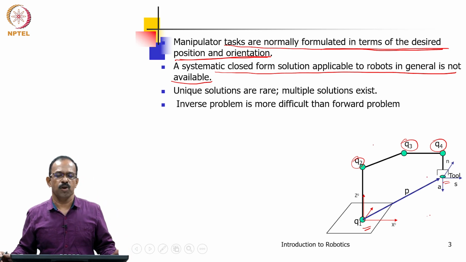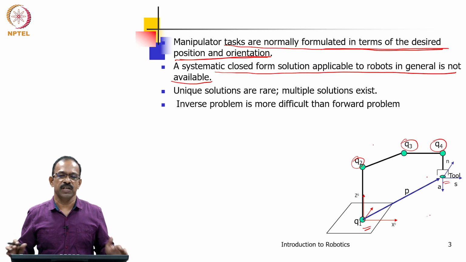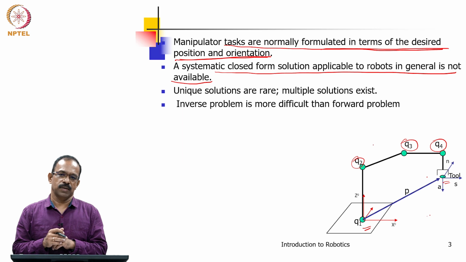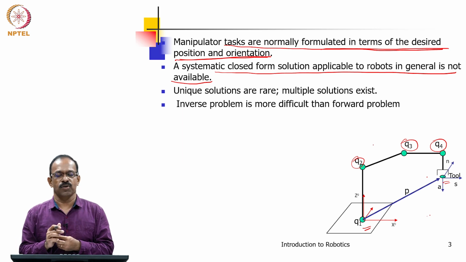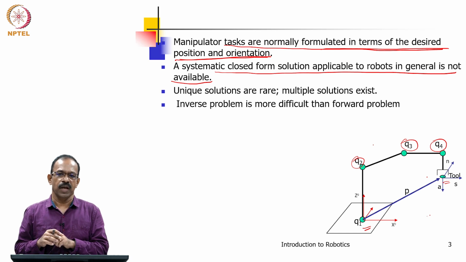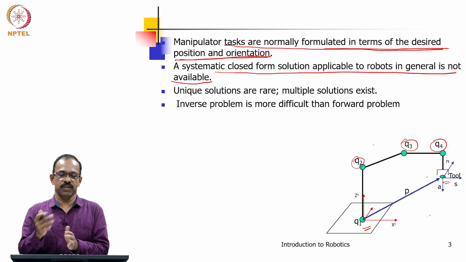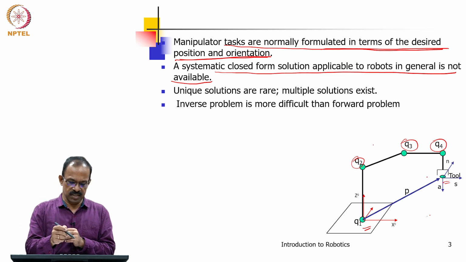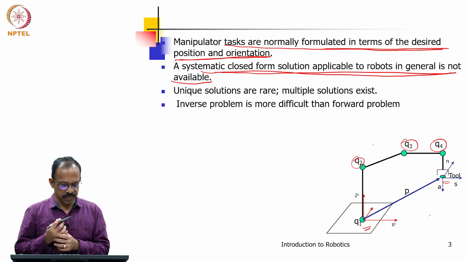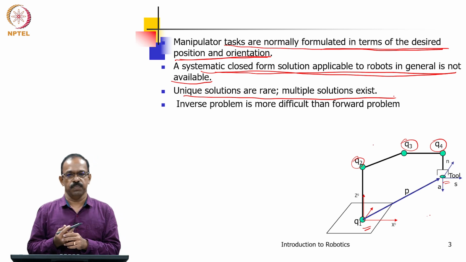That is, this problem cannot be generalized, because each robot will have its own way of reaching that position, and solving for the joint positions corresponding to that position cannot be generalized because of the robot configurations. We will see later what the problem is, but that is the problem here. It cannot be generalized, and unique solutions are rare and multiple solutions exist.